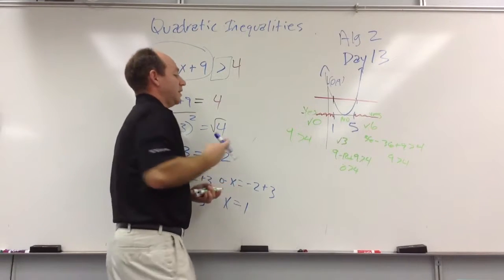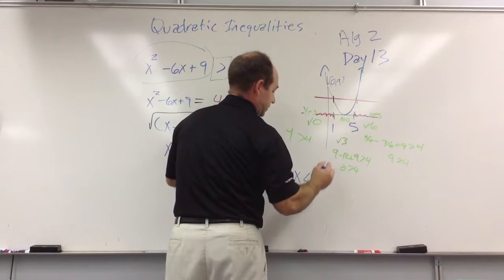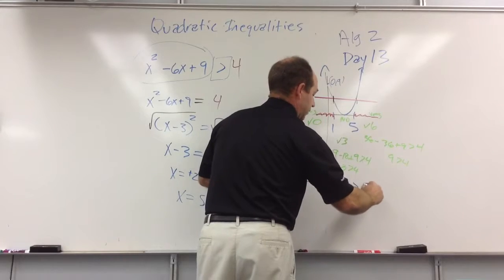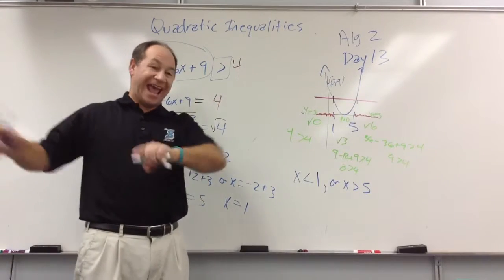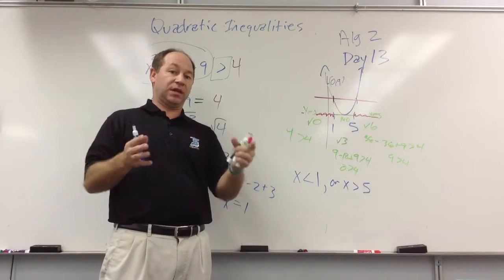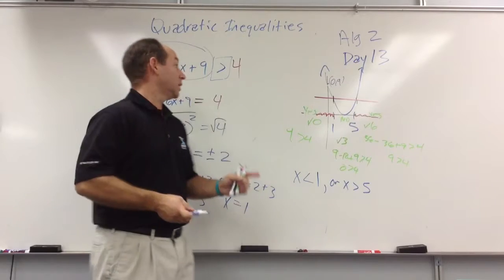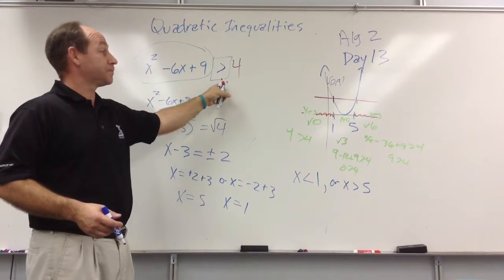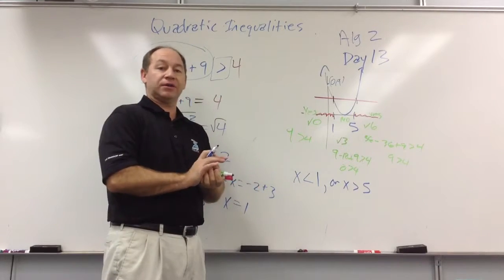The answer to this is x's that are less than 1 or x's that are greater than 5. Now, I can't say "and," because there's no number that's both less than 1 and greater than 5. It's got to be one or the other. So any number less than 1 will be true, and any number greater than 5 will be true. And it wasn't "or equal to," because this was a strictly greater than sign. Okay? So that's just one example of how to do that.